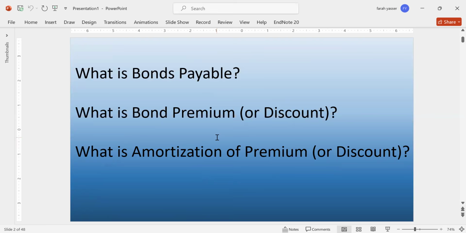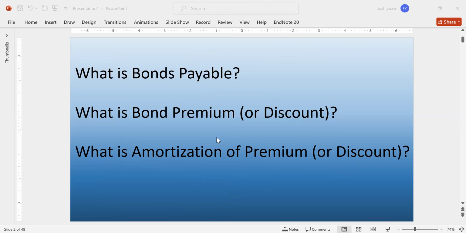What is a bond payable? Bonds payable are a type of long-term debt that a company issues to investors in the form of bonds. When a company needs to raise capital, it can do so by issuing bonds, which are essentially loans from the investors. The company promises to pay back the bondholders the value of the bond at a specific future date, which is also known as the maturity date.